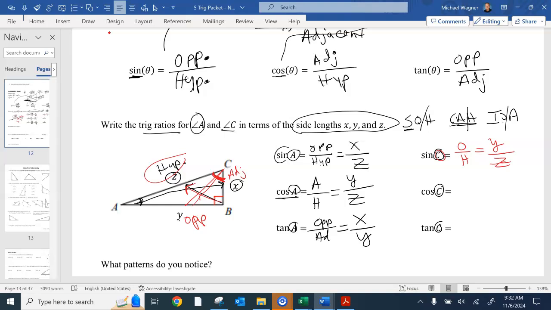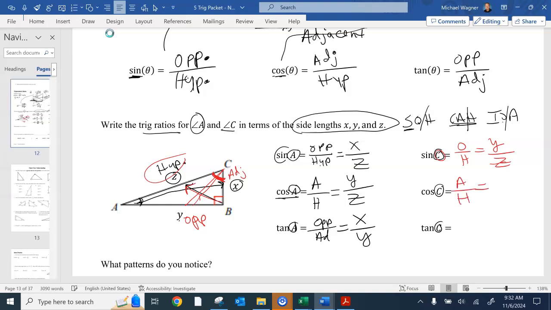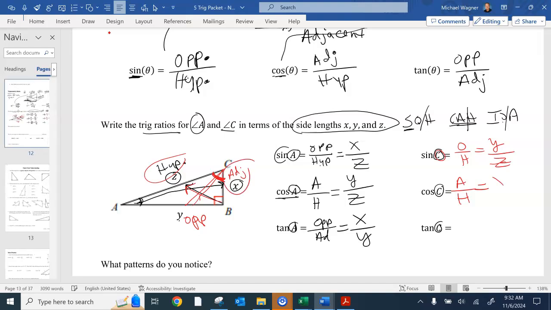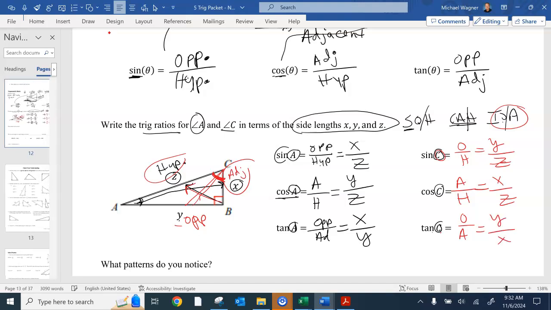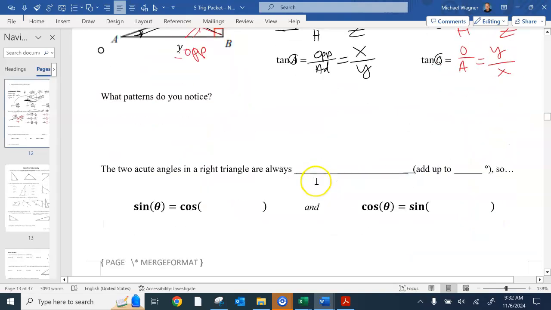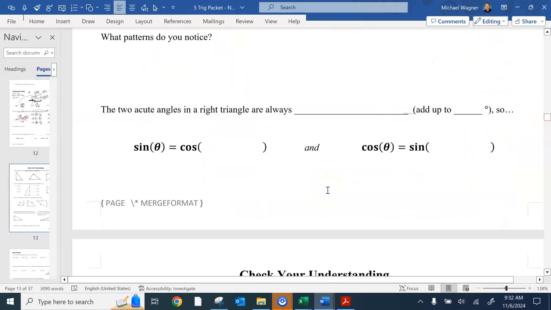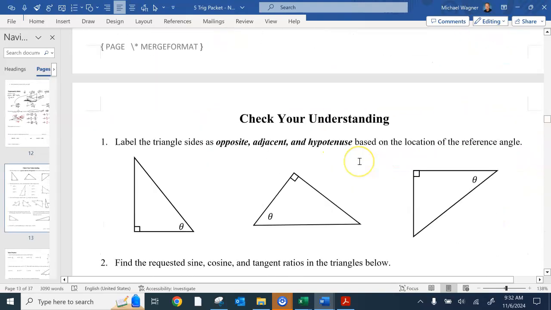Cosine, adjacent over hypotenuse, A over H. Adjacent is X over hypotenuse is still Z. Finally, tangent C is going to be O over A, my bad. O is again Y over A, which is the X, okay? So there you go, that's how you do it. Okay, we'll come back to this in a little bit.